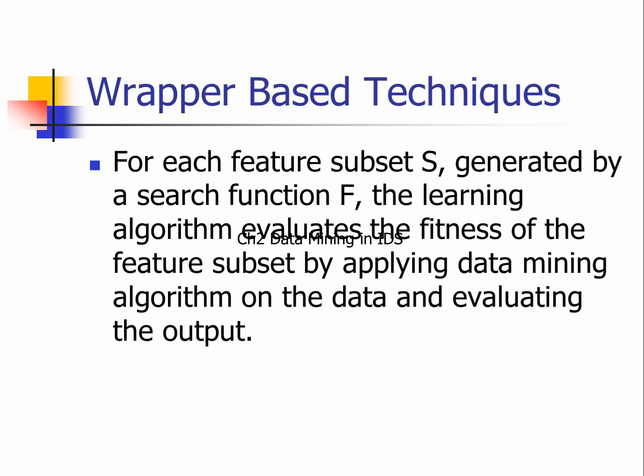Another type is wrapper-based techniques. In the wrapper-based techniques, for each feature subset S generated by a search function f, the learning algorithm evaluates the fitness of the feature subset by applying a data mining algorithm on the data and evaluating the output. So instead of taking some features out, which is like using a minus idea, the wrapper-based technique tries to select several of those. Out of 31, you select 8 of those, for example. And then you try to see how these 8 features working together do. This is more like a plus from 0, trying to get some subset of the features to see how that works.